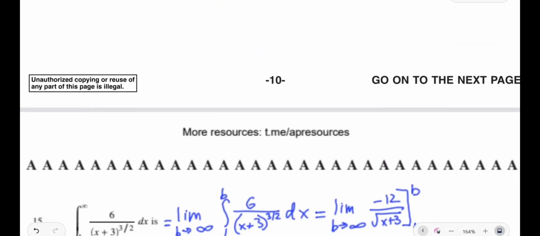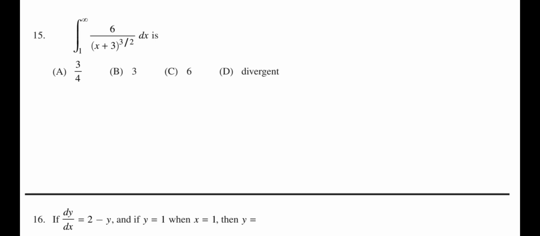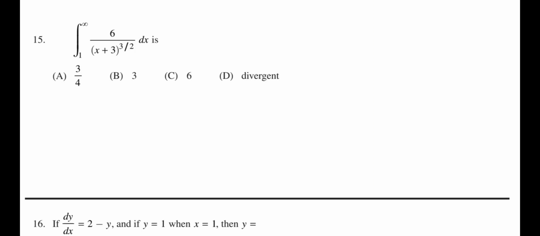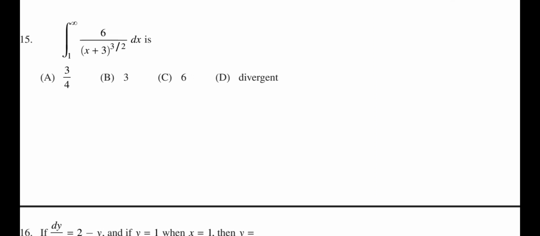All right, so number 15. Let's get the integral from 1 through infinity of 6 over (x + 3) to the 3/2 power. Now this is an improper integral, so let me compute the integral on the side first, and then I'll plug it back in. Let's get the indefinite integral, and then we'll get the bounded integral.